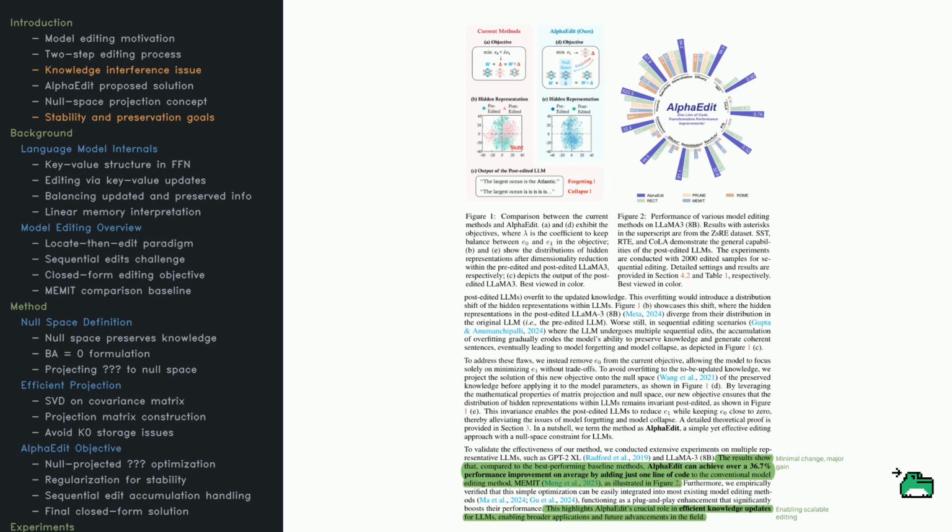AlphaEdit flips the script. Part D shows its trick. Instead of optimizing directly, it first projects the edit into the null space of preserved knowledge. This ensures the update doesn't disturb existing facts. The result? Part E reveals almost no change in hidden representations post-edit. The model learns something new without unlearning the old. And the payoff is clear in Figure 2. AlphaEdit outperforms methods like ROME and MEMIT across benchmarks, all with that single line of projection code.